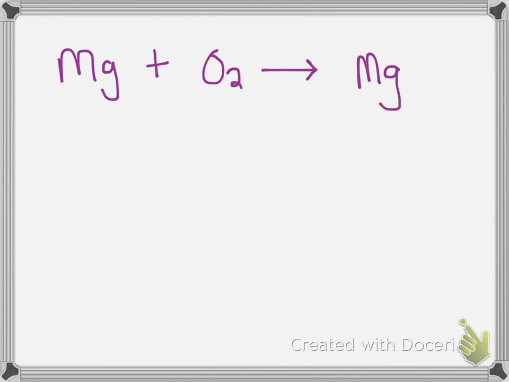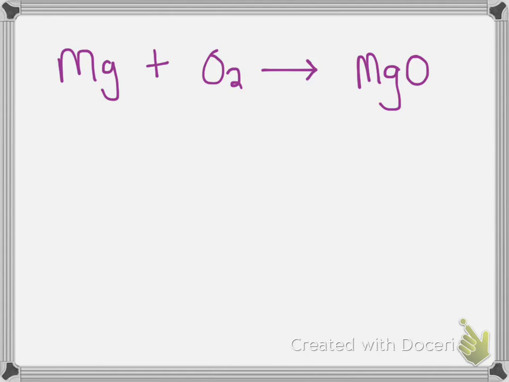If we look at problem number 1 on the worksheet, we're asked to identify the type of reaction and then balance. So the problem that we're given is Mg plus O2 yields MgO. So for the first step of our problem, we need to identify what type of reaction this is.